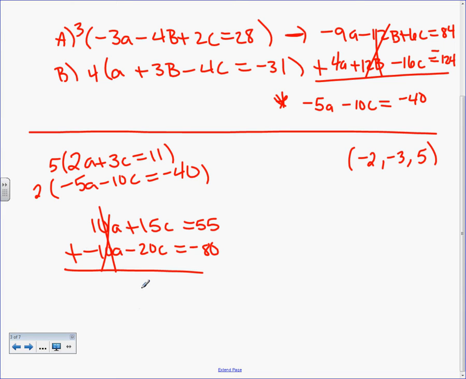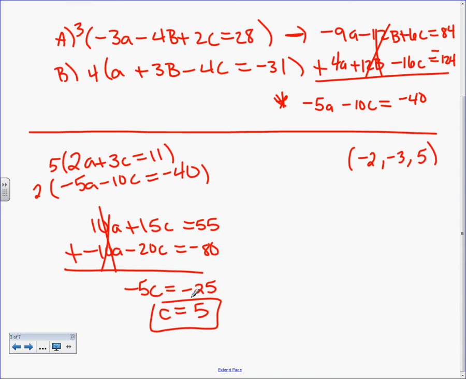So those eliminate. And I get, what is that? Negative 5C equals, what's 55 plus negative 80? Negative 25. And so I get C is 5. That is an answer. I circle it. Okay? Did you get that?